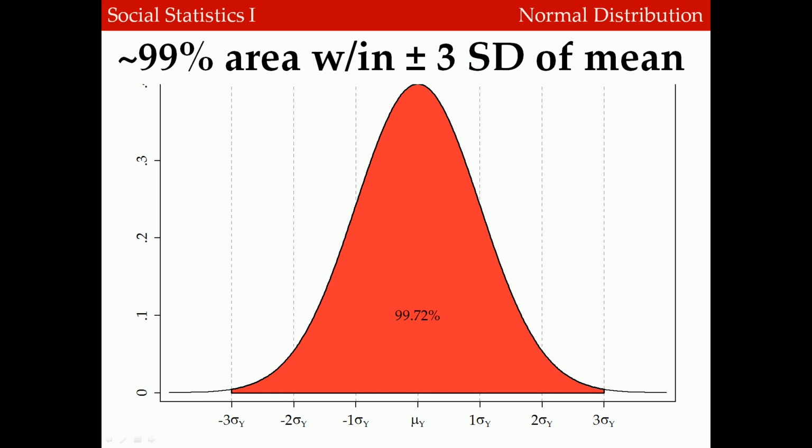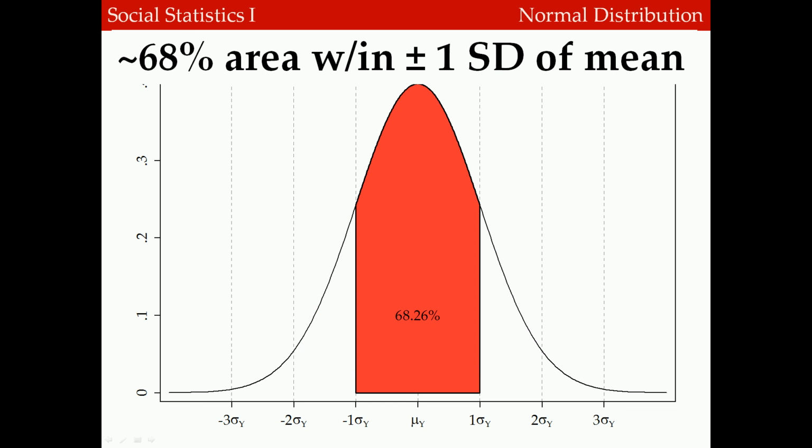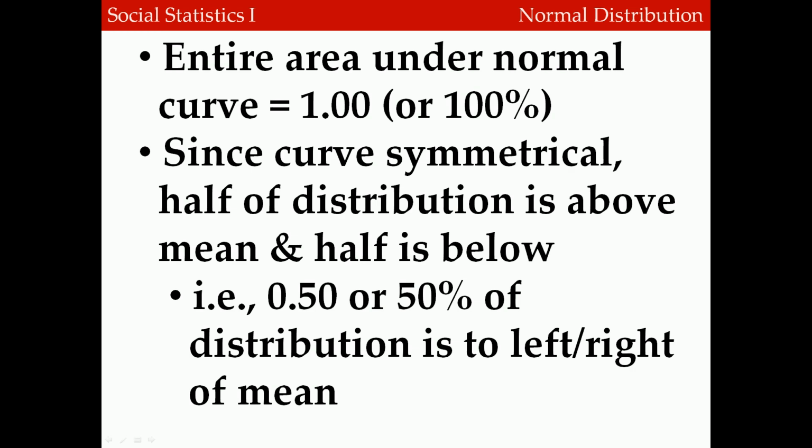We see that about 99% of the area, a little over, is within 3 standard deviations above and below the mean. Approximately 95% of the area is within 2 standard deviations of the mean. And approximately 68% of the area is within 1 standard deviation of the mean.